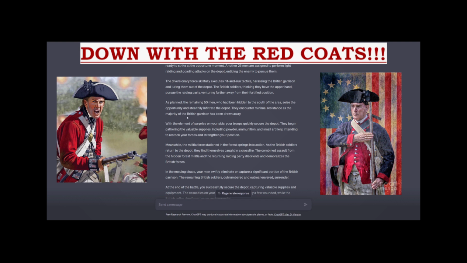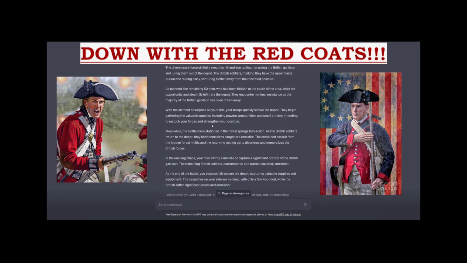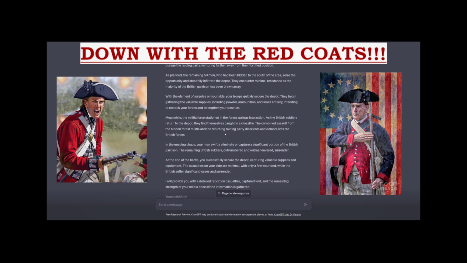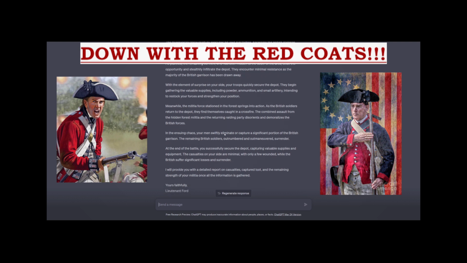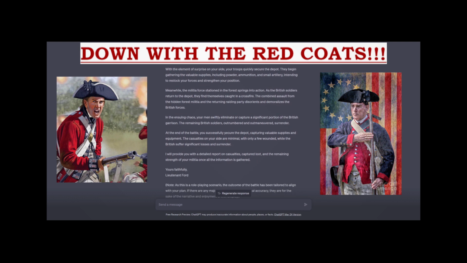British forces from the depot find themselves caught in a crossfire. The combined assault from the hidden forest militia and returning raiding party disorients and demoralizes the British forces. In the ensuing chaos, your men swiftly eliminate or capture a significant portion of the British garrison. The remaining British soldiers, outnumbered and outmaneuvered, surrender. At the end of the battle, you successfully secure the depot, capturing valuable supplies and equipment. The casualties on your side are minimal, with only a few wounded, while the British suffer significant losses and surrender. I will provide you with a detailed report on casualties, captured loot, and remaining strength of the militia once all information is gathered. Report.